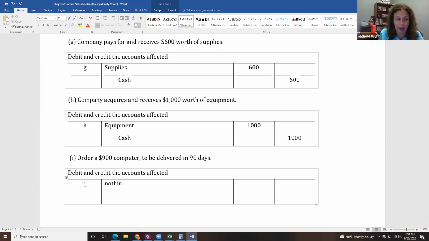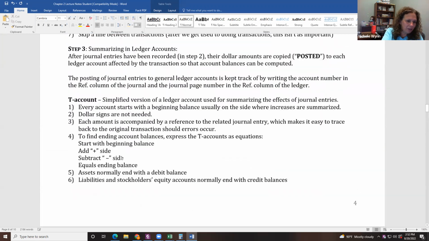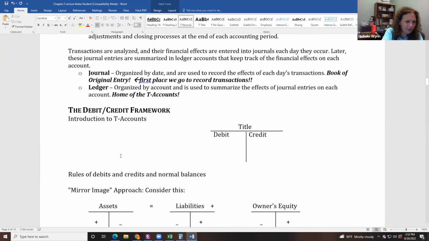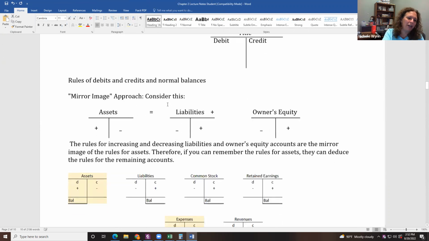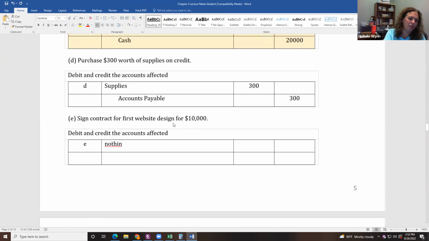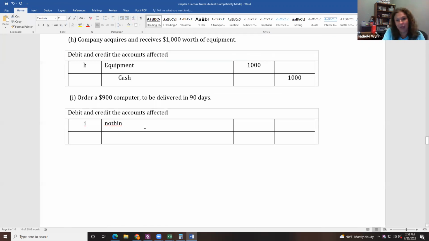Because you are not actually getting it. Oh, look, I changed it to a computer. That was smart of me. I remember it used to say lawnmower, and I was like, what am I doing buying a lawnmower? And so it should have been consistent. What did it say? Wasn't it like 1,500? That was 900. Ordered a $900 lawnmower, and I was like, why am I buying a lawnmower? And I got all mad about it. And so when I got to this part of the notes, I changed it to a computer. But regardless, it's nothing. So it doesn't matter. Okay, it would still be equipment, but it's nothing.